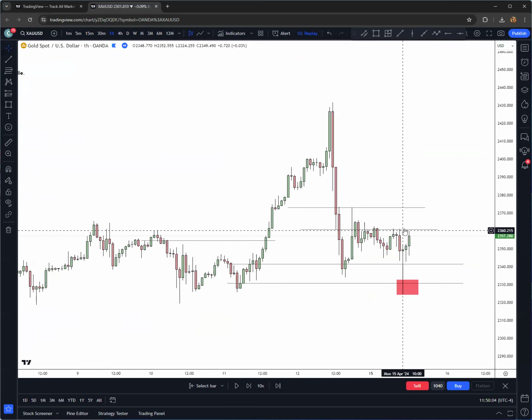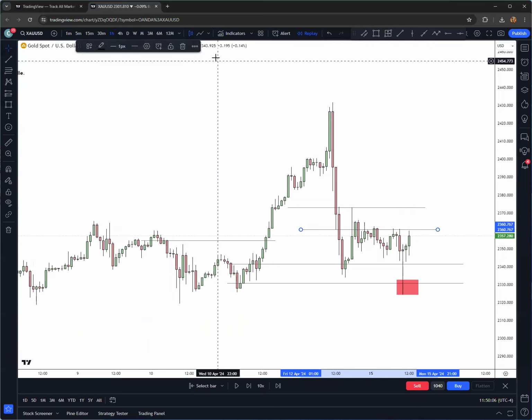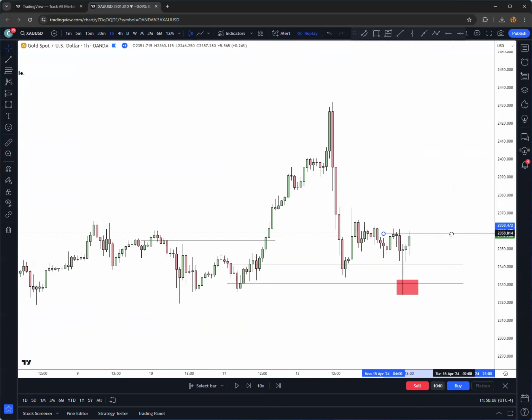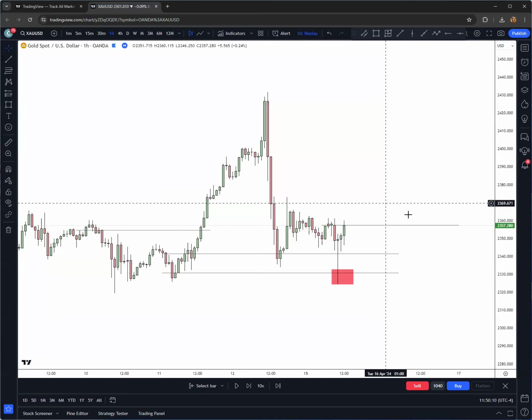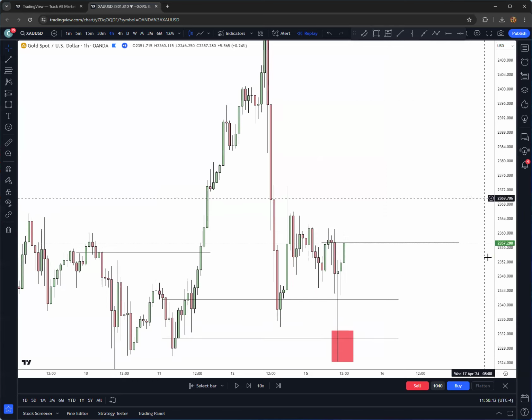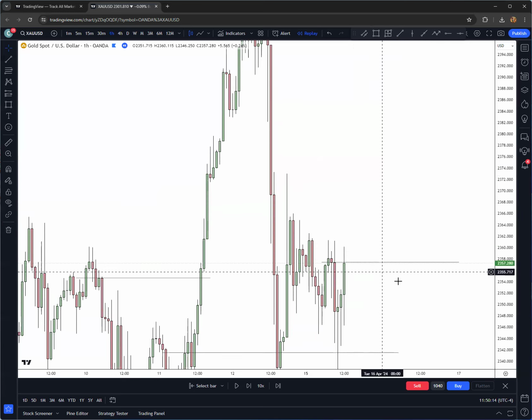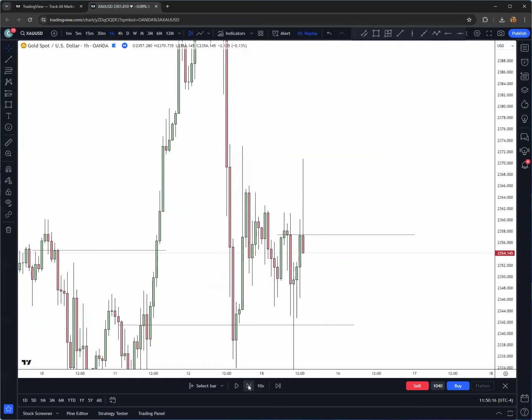H1 needs to close, take off some of these lines. H1 needs to close above the open of this one. It didn't close above it yet. So let's see what the next candle does. It closed above it, right? Remember we said we have 4 H1 candles. So this closed above it, right?